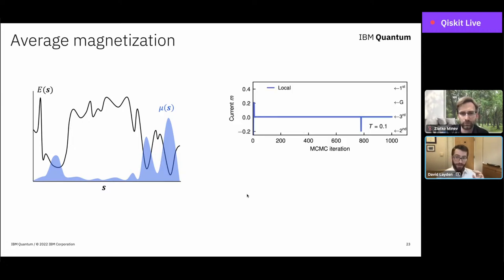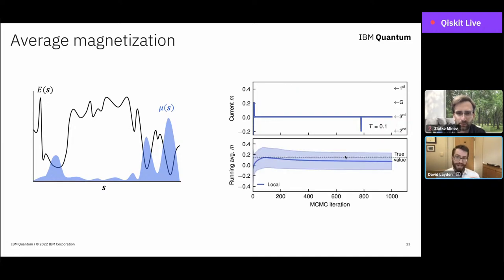What I'm showing on the plot here is the performance of a classical algorithm. I'm showing the current magnetization with respect to the number of MCMC iterations for the local classical MCMC, and I've labeled the ground, first, second, and third excited state magnetizations. What we're seeing here is that the algorithm, as promised, descends very quickly into a local minimum, here the third excited state, and then it basically stays stuck there. If you were to use many such Markov chains to compute a running average, you would see that it doesn't really seem to converge on the bottom plot here to the true value of the Boltzmann average magnetization. Of course, in principle, it has to converge eventually.